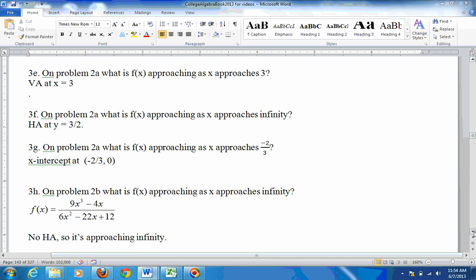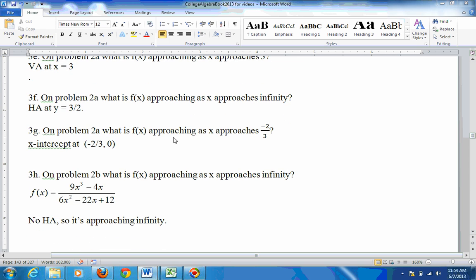On problem 3g, it says on problem 2a, what is f of x approaching as x approaches negative 2/3? If you look back at that problem, there was an x-intercept at negative 2/3, so therefore it's approaching a height of 0, because an x-intercept is at whatever the x value is, comma, 0. And at negative 2/3, it was an x-intercept, so the y part, what is f of x? That means the y. What is the y approaching? It's approaching the y value right here. Just like earlier on the undefined point, it was the y value that we were looking at.